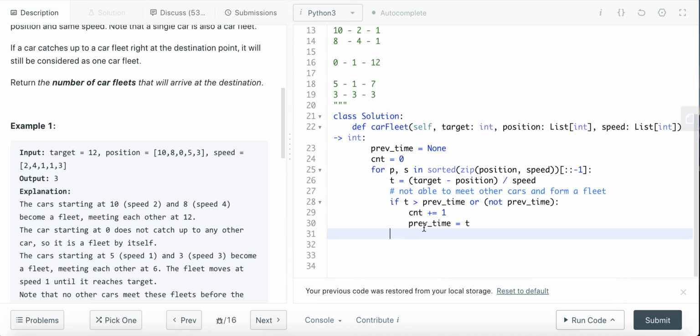That's why we are not updating the previous time, because in the else case, the previous time is greater than or equal to t. So this takes longer to get to the destination. In this case, this previous time still remains as the previous time. We do not need to update it because the fleet is traveling at the slower speed. So there's nothing we need to do for the else condition. We can just loop through all the cars and then we can just return the count.